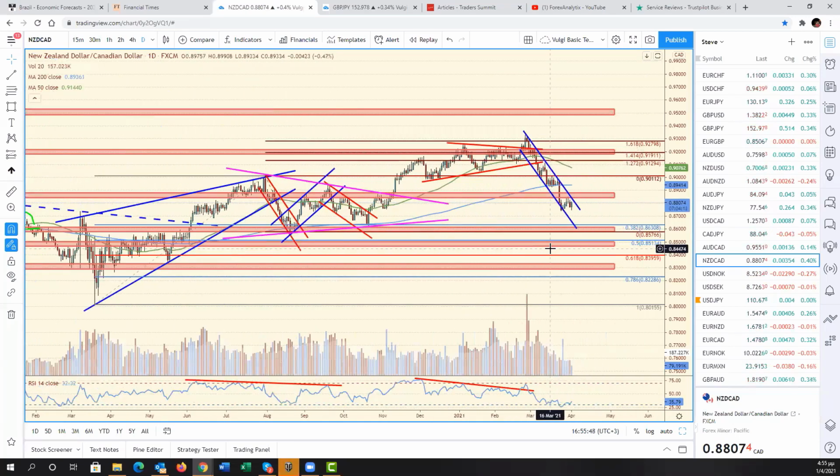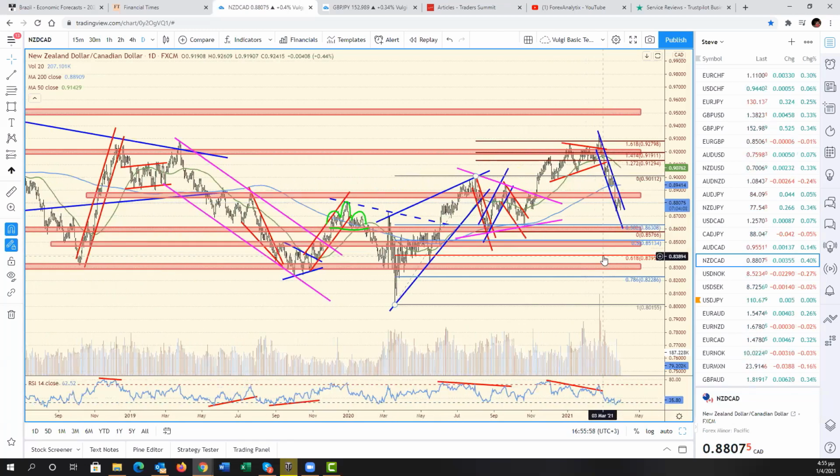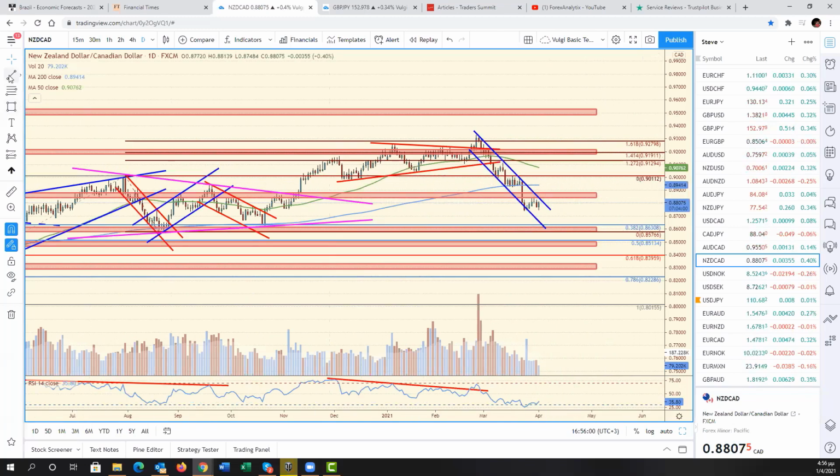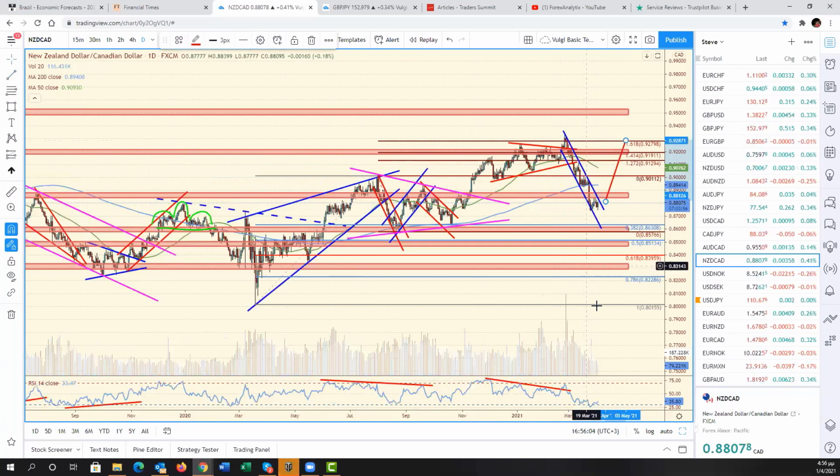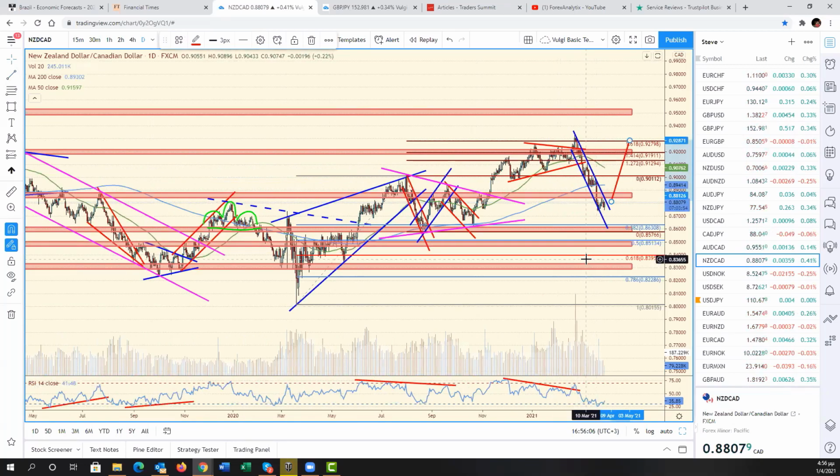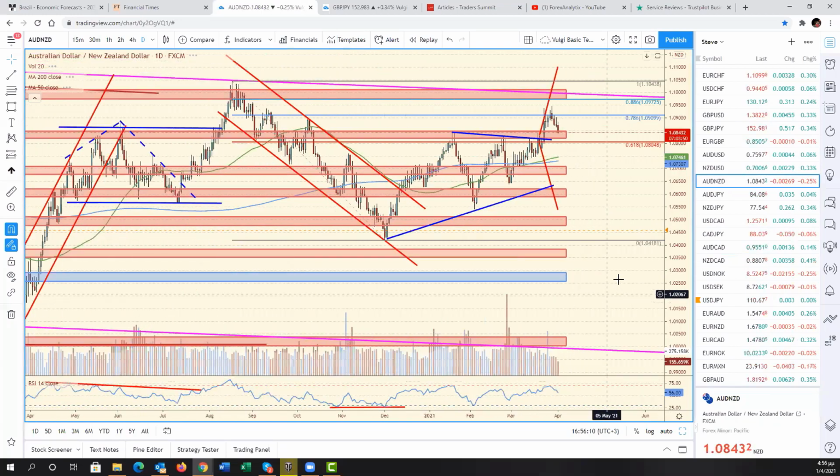Clearly, between Aussie CAD and Kiwi CAD, Aussie CAD looks stronger. The next downside area of support, I would say, is 86.40. If we break through this channel, I think we're going to be attacking the recent highs once again. But if you want to be long one of the two, choose the Aussie one, as testified by the Aussie Kiwi as well.